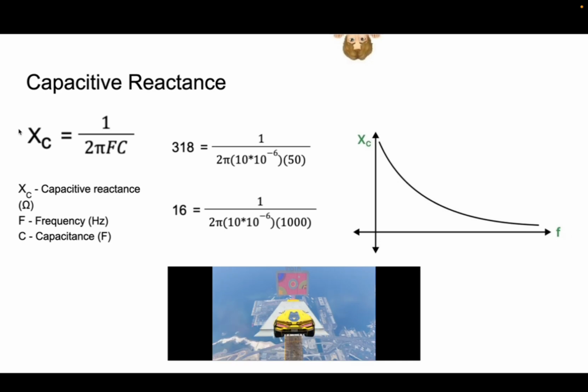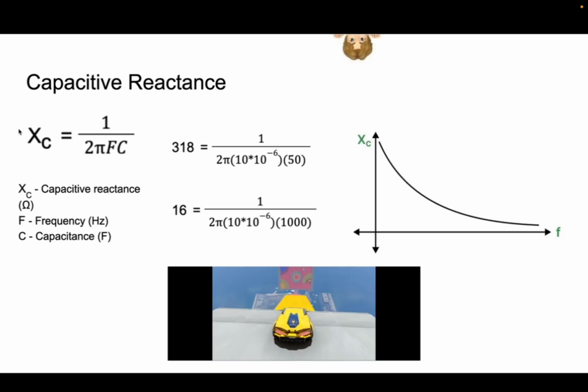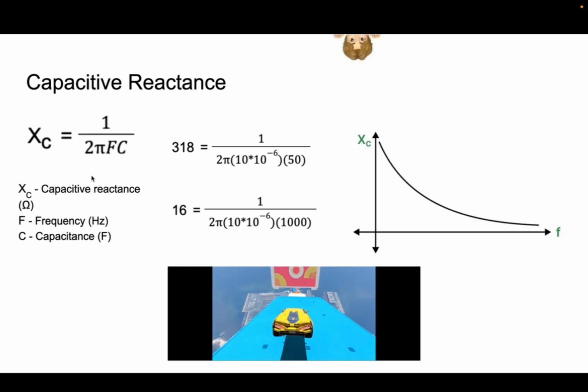Let's start with capacitors. The formula for capacitive reactance can be seen on the screen right here. In this formula, Xc is the capacitive reactance, which is measured in ohms, f is the frequency measured in hertz, and C is the capacitance measured in farads.